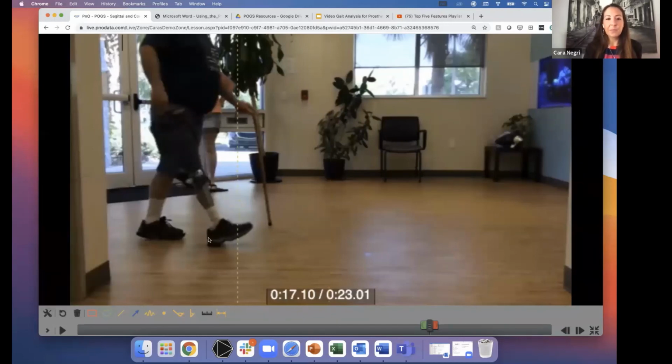Stance time, something's happening with my tools. Every time somebody comes into the room, my tools get taken away from me.